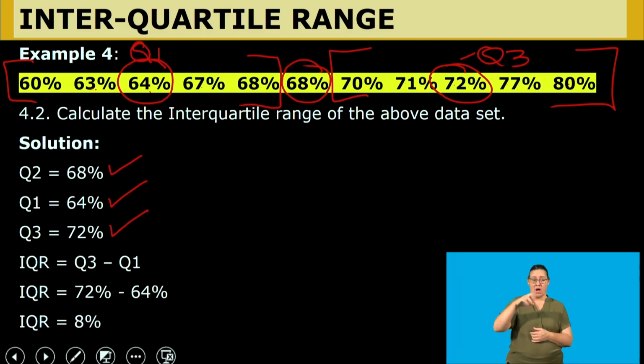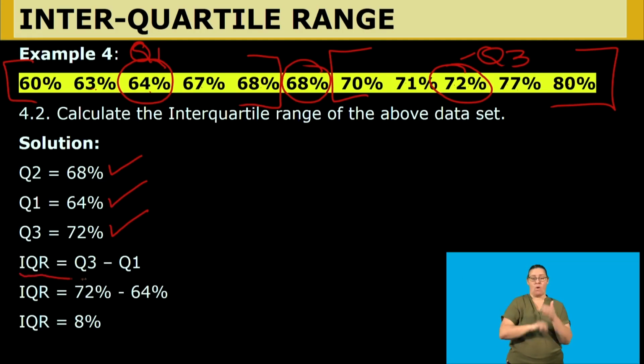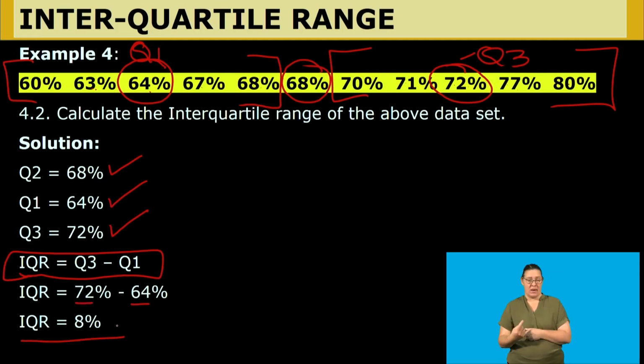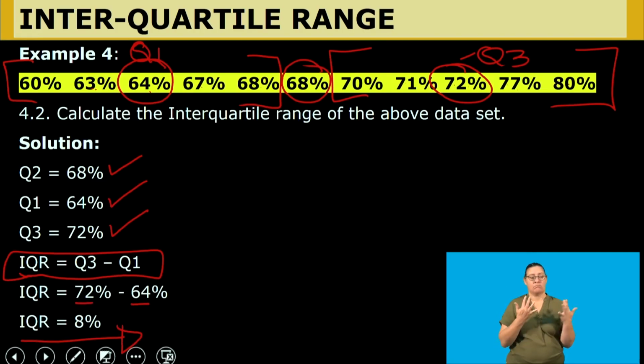And then the interquartile range formula, again, is Q3 minus Q1. Remember, in the exam, you are expected to know this formula by heart. And then we substitute Q3 minus Q1 to give us the interquartile range of 8%. This is how you calculate the interquartile range.